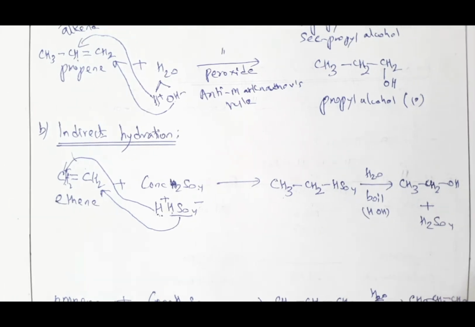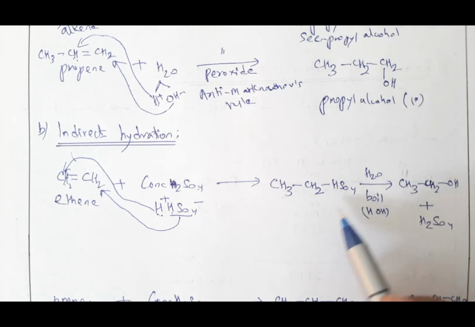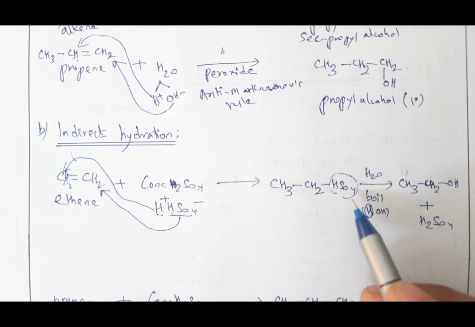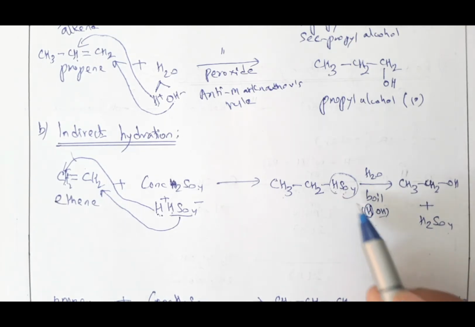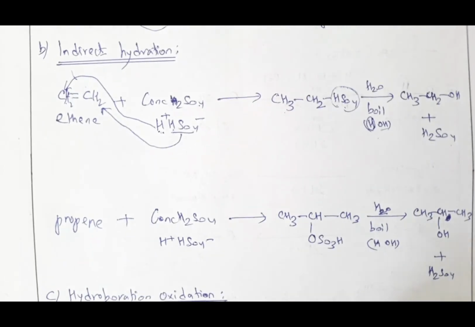So when you boil with water, water can be written as HOH. So this portion will take H and form sulfuric acid back, H2SO4, which is here. And in place of this, OH will enter here to form ethyl alcohol, which is a primary alcohol. So you all understood. Now for the propene, if I do the indirect hydration, see what happens.